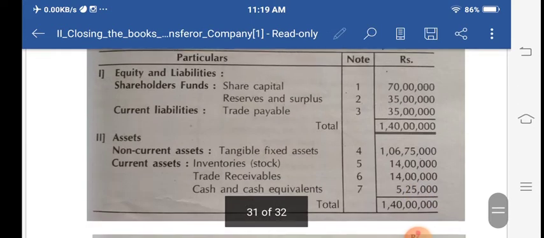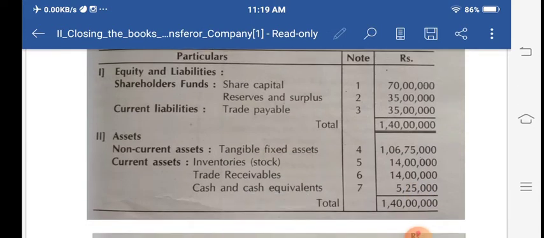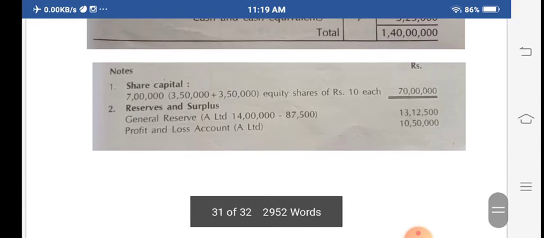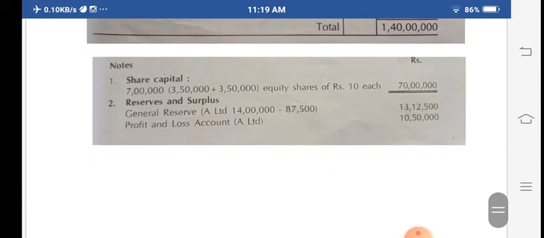Next, reserve and surplus. Reserve and surplus, just see, 35 lakhs. How did the 35 lakhs come? General reserve of A Limited. A Limited's general reserve is rupees 14 lakh, and now this capital loss. B Limited has a general reserve, but it is adjusted in the capital loss. After adjusting also, there is a loss for A Limited.